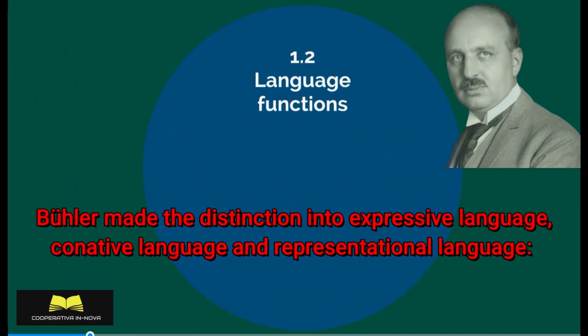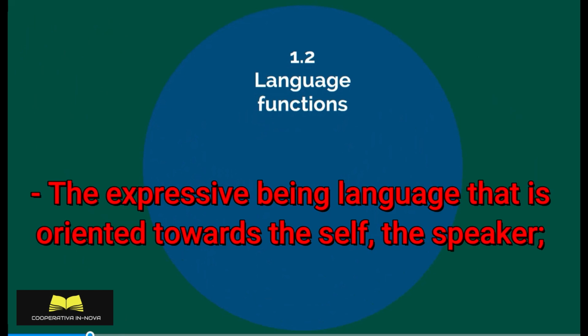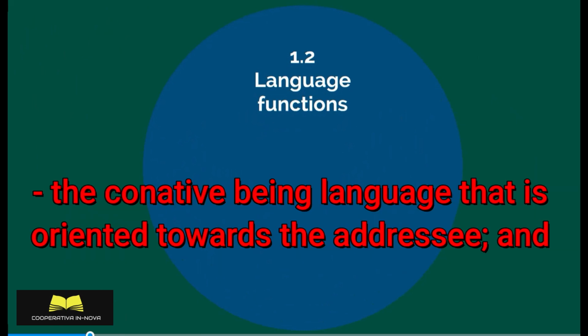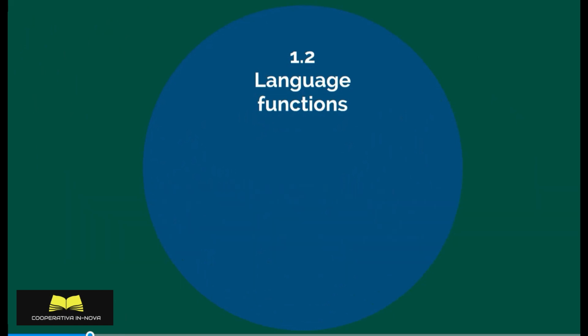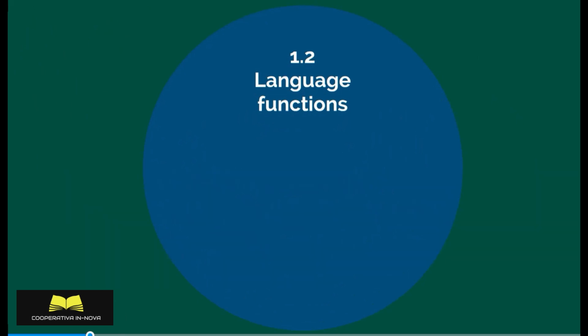Bühler made the distinction into expressive language, conative language, and representational language. The expressive being language that is oriented towards the self, the speaker. The conative being language that is oriented towards the addressee, and the representational being language that is oriented towards the rest of reality, that is, anything other than speaker and addressee.